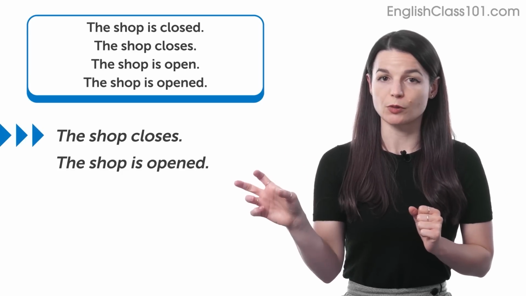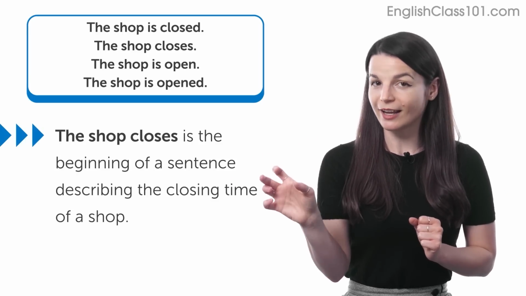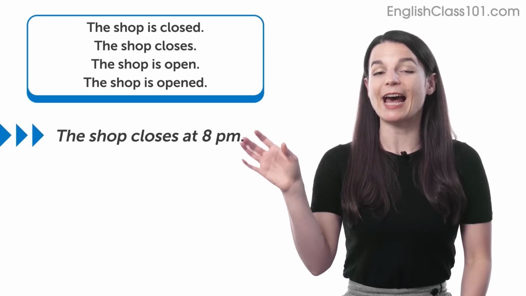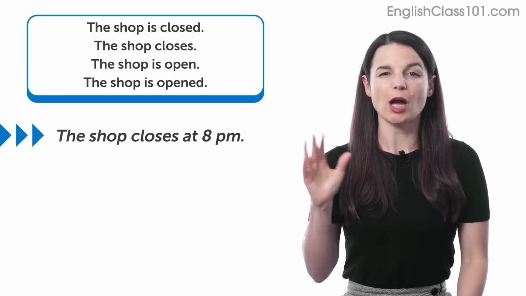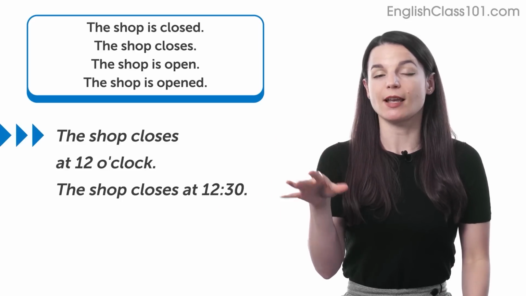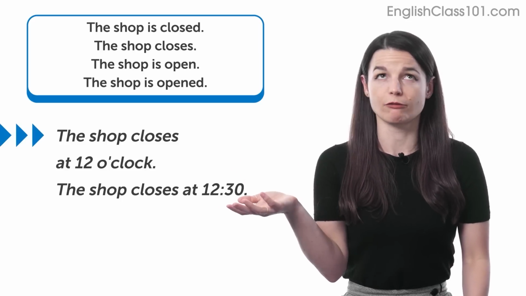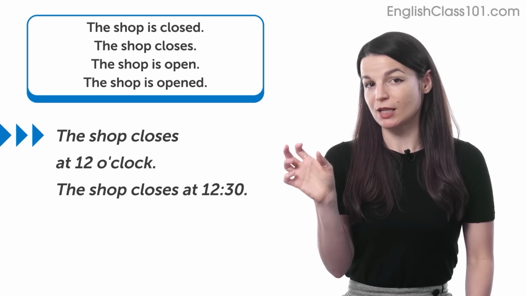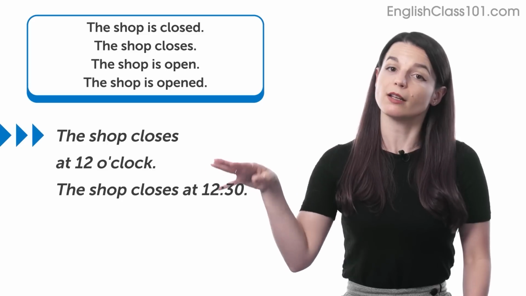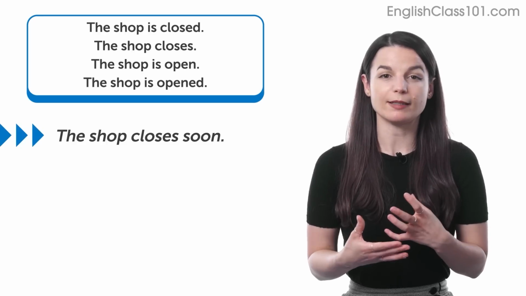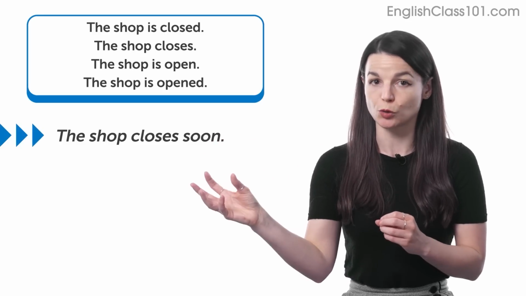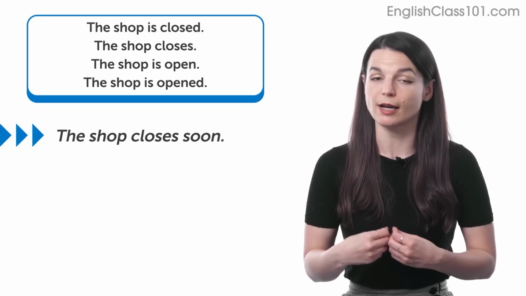First, let's talk about the shop closes. The shop closes is the beginning of a sentence describing the closing time of a shop. So the shop closes at 8 p.m. is a full sentence, but the shop closes alone makes no sense. We don't know. We have to have some more information. The shop closes at 12 o'clock. The shop closes at 12:30, whatever. We use that expression, the beginning of that, to begin the sentence that describes the closing time of the business. The shop closes at time, okay? One more use that you might see is not with a specific time, but with the word soon. So the shop closes soon might also be used to talk about the closing time of a shop.